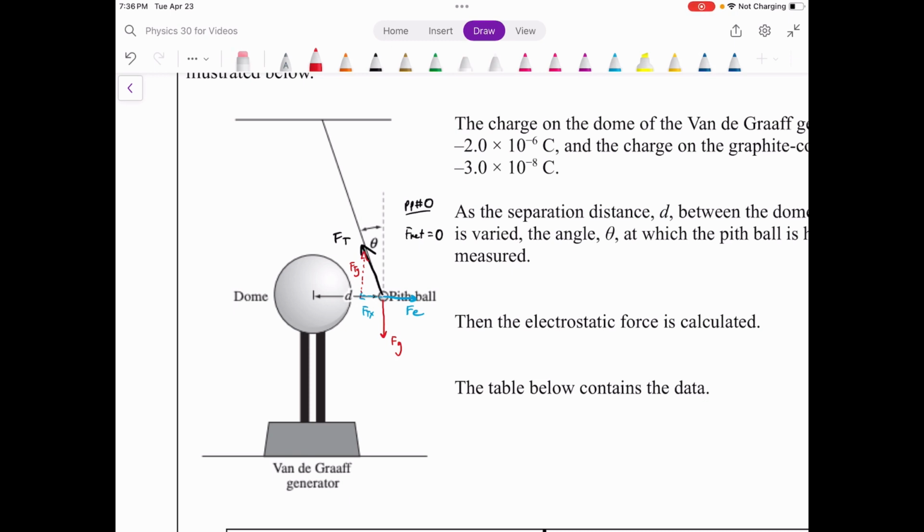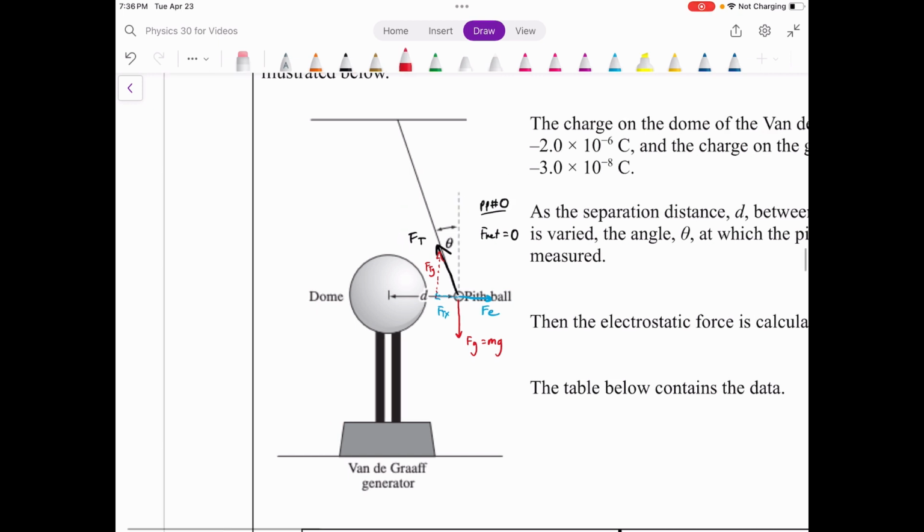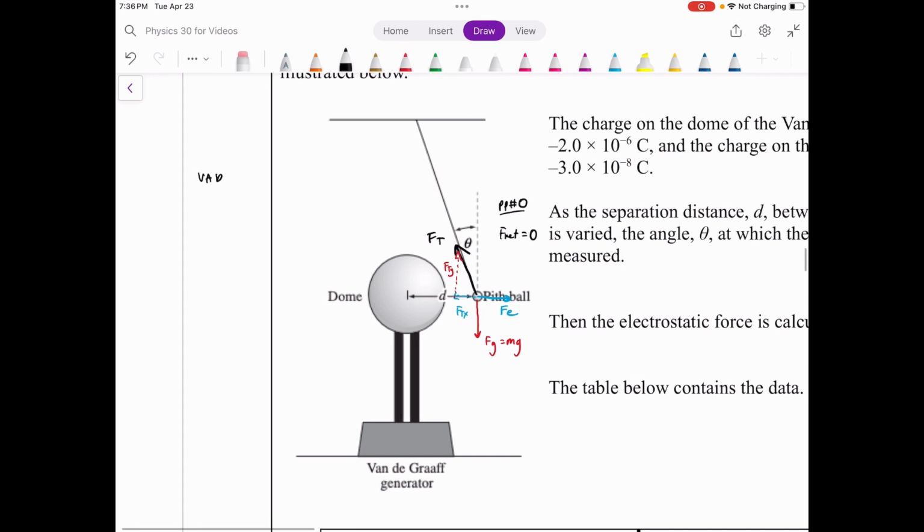And just thinking about how this experiment would have been done, we can get the mass of the ball pretty easily, just weigh it. And then we know from Physics 20, the force of gravity is just mass times acceleration due to gravity. So this is one that, if we draw a VAD here, we know we've got the electrostatic force pushing the pith ball to the right. We know we've got the force of tension pulling it up this way. And then we know the net force is 0, and sure enough, on our VAD, we get right back to where we started. So the net force is 0. FG, which is just mass times acceleration due to gravity.